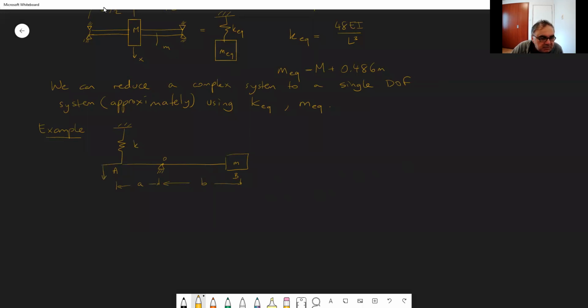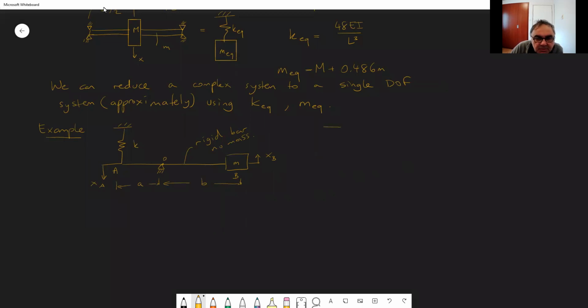The displacement here, we call it XA. And the displacement there, we call it XB. So this is a rigid bar. It has no mass. Now we can reduce this to a mass and spring system, okay?